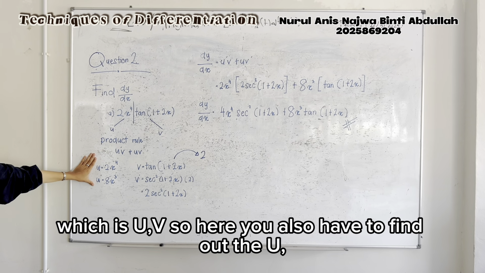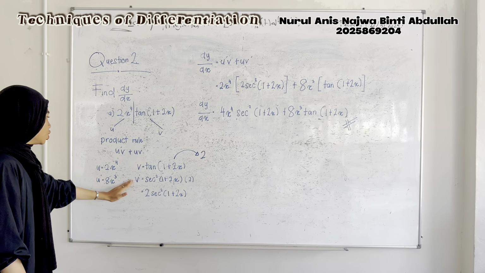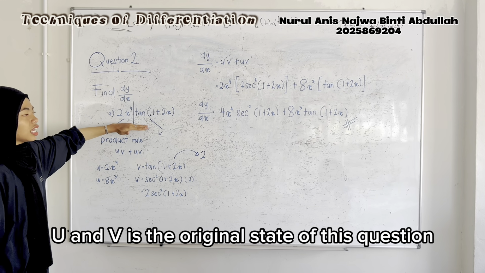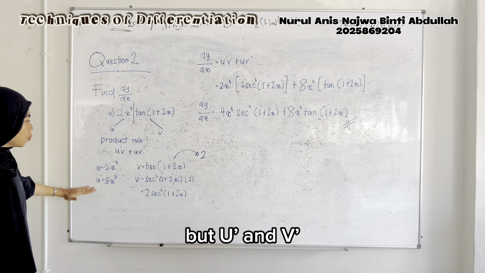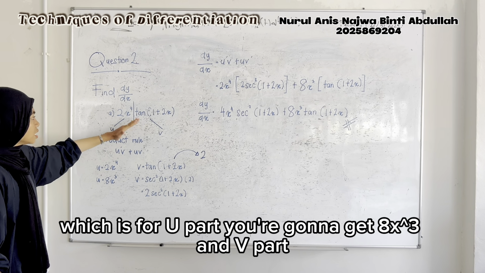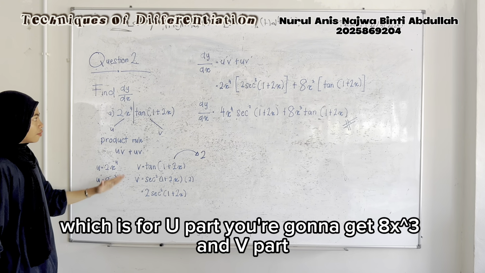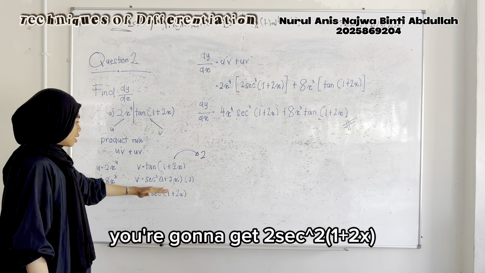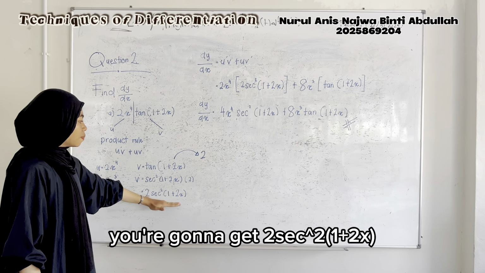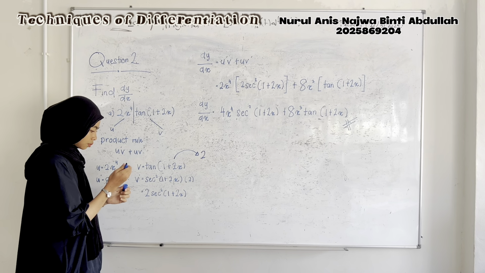Here, you also have to find u', v and v'. U and v are the original state of this question, but u' and v' are the differentiation of it. For the u part, you're going to get 8x^3, and for the v part, you're going to get 2 sec^2(1 + 2x). How do I get it?